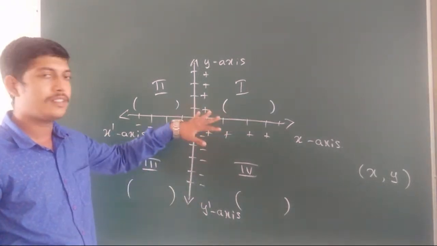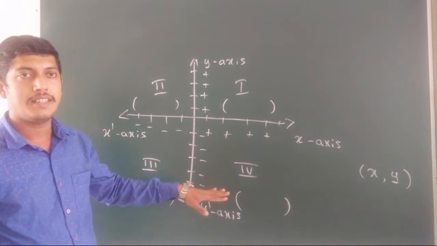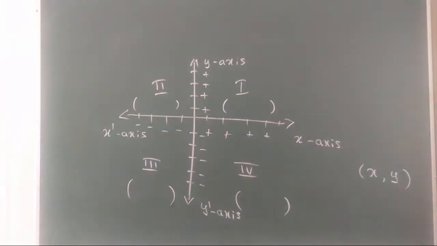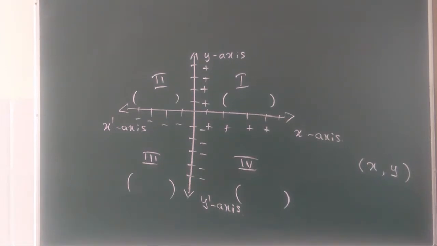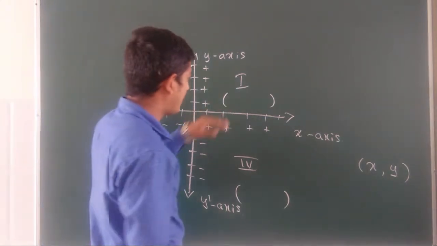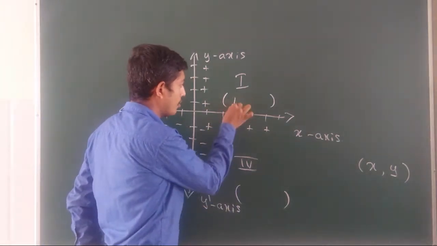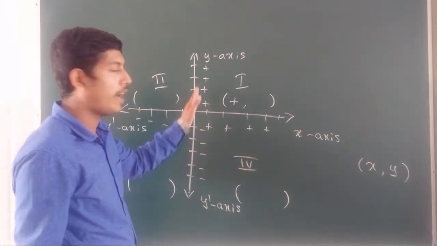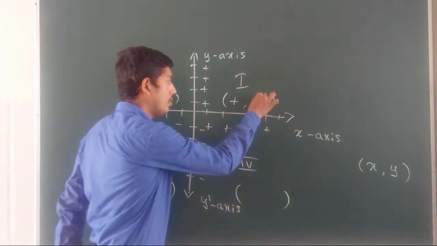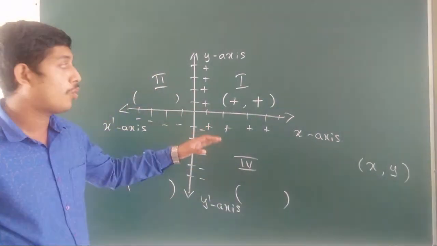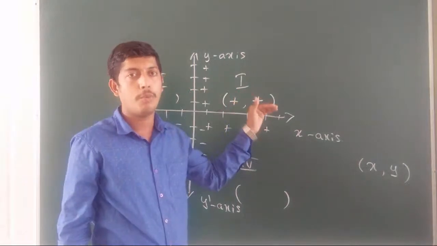So just imagine what signs are present in each of the quadrants. What are the signs present in the first quadrant? What are the signs present in the second quadrant, third and fourth? See here, to represent, the x axis is positive. Then the y axis we have to consider. The y axis also has a positive sign. Therefore, the coordinate points in the first quadrant are positive.